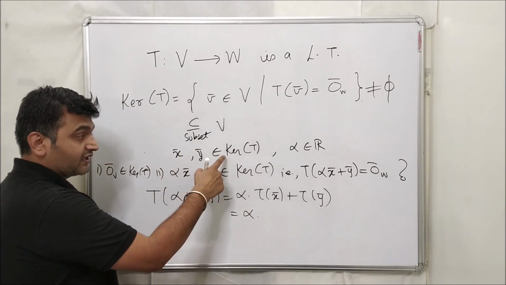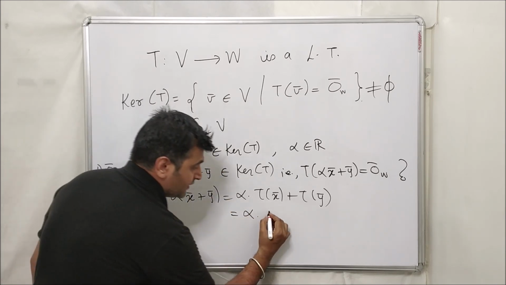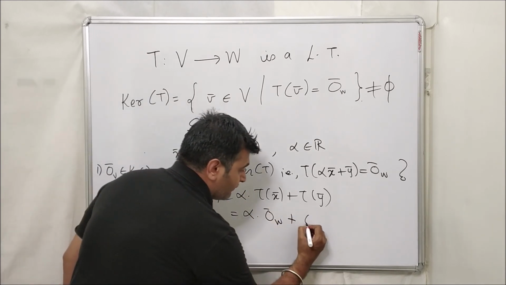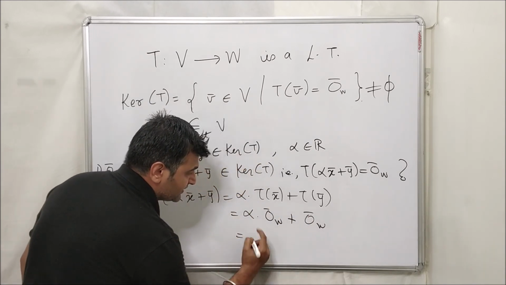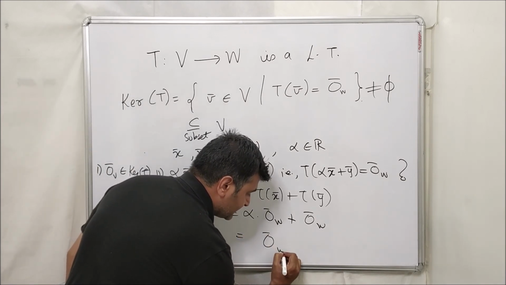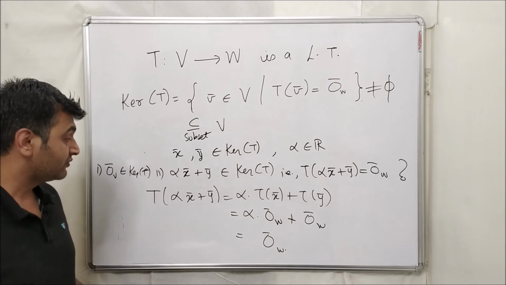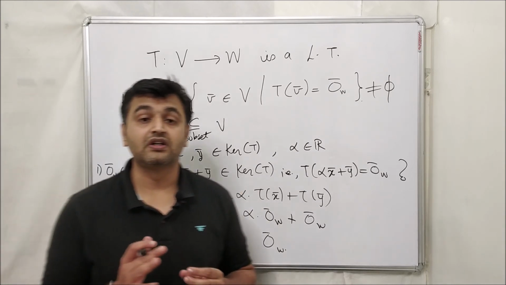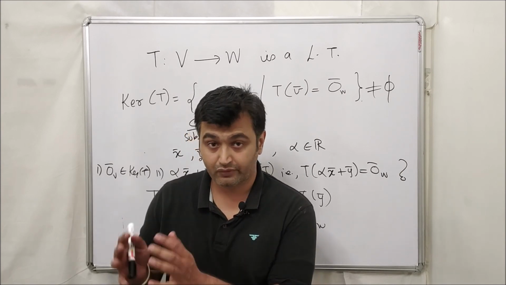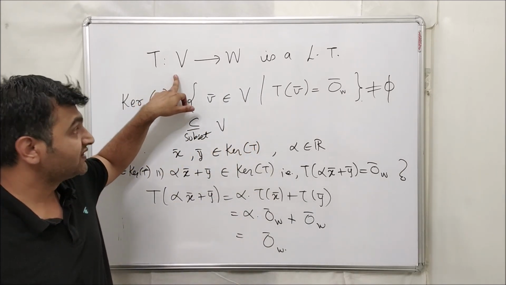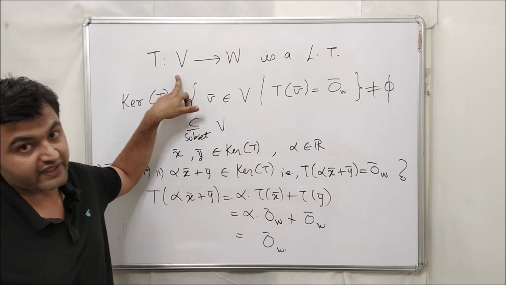But your x is in the kernel. So what is the image of x? It is 0 bar. Y is in the kernel. So what is the image of y? It is also 0. And what is anything into 0? It is 0. What is 0 plus 0? It is 0. So therefore your alpha x bar plus y bar is in the kernel. Therefore the kernel forms a subspace of your domain vector space. Kernel is always a subspace over here in V.